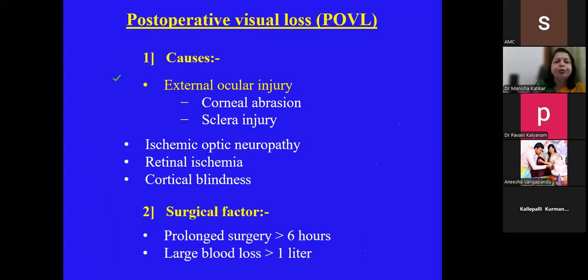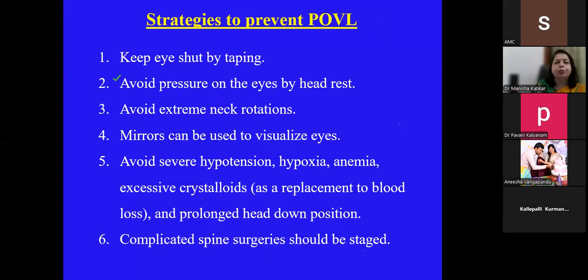Already explained to you, postoperative visual loss is one of the dreadful complications of posterior fossa neurosurgery. The patient can get blindness because of external ocular injury, and the most important causes are labeled as ischemic optic neuropathy, retinal ischemia, and cortical blindness. It is nothing but excessive pressure on the optic blood vessels which can cause this blindness. And if the surgery is of excessive duration, if there is a massive blood transfusion, or large intravascular fluid shifts, then also the patient might develop postoperative visual loss.